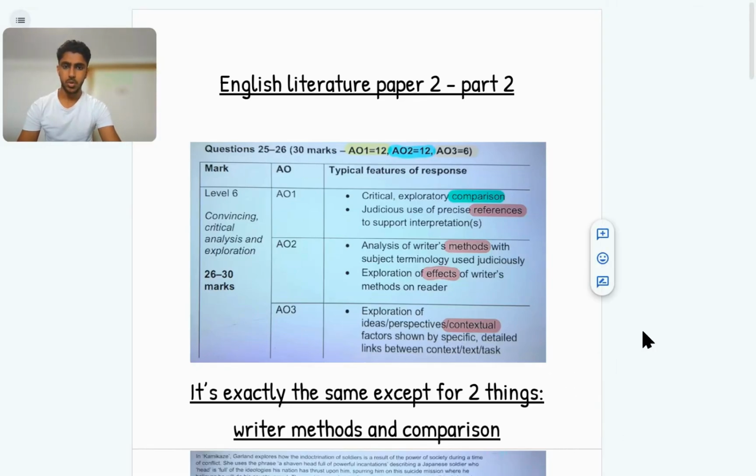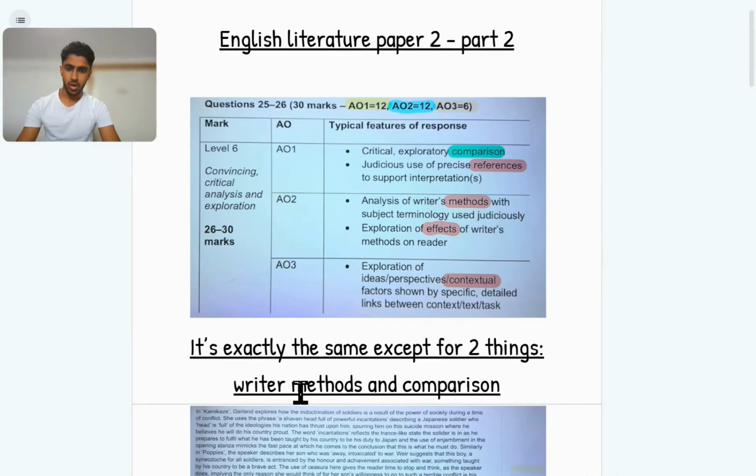English Literature, Paper 2, Part 2. The first thing I'm going to say is the comparison poem question is exactly the same as everything you've already done in English Literature. No difference, except for two things. If you've got these two things, you've got the question. You know how to do it. You can get good marks in it.